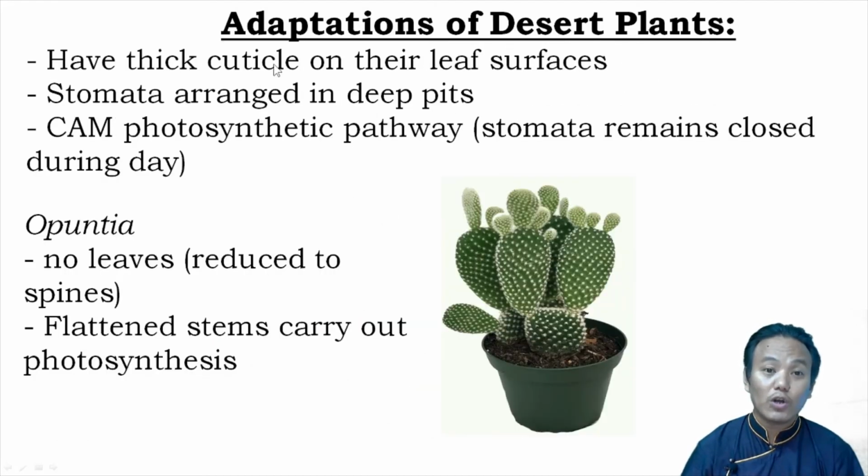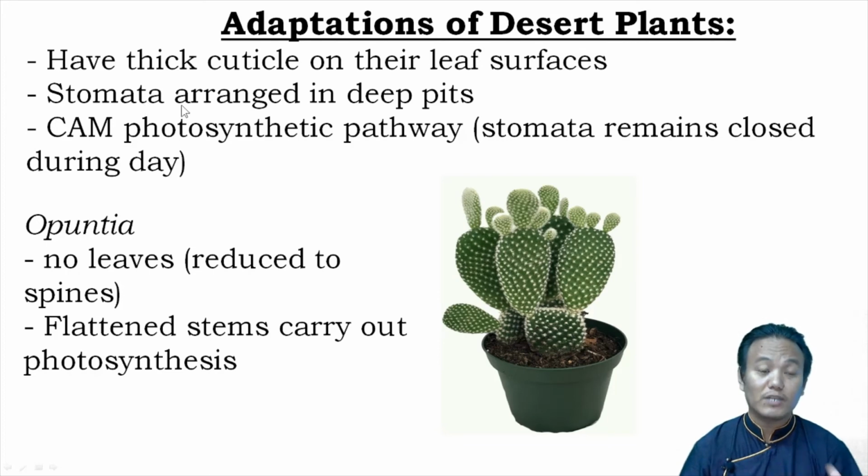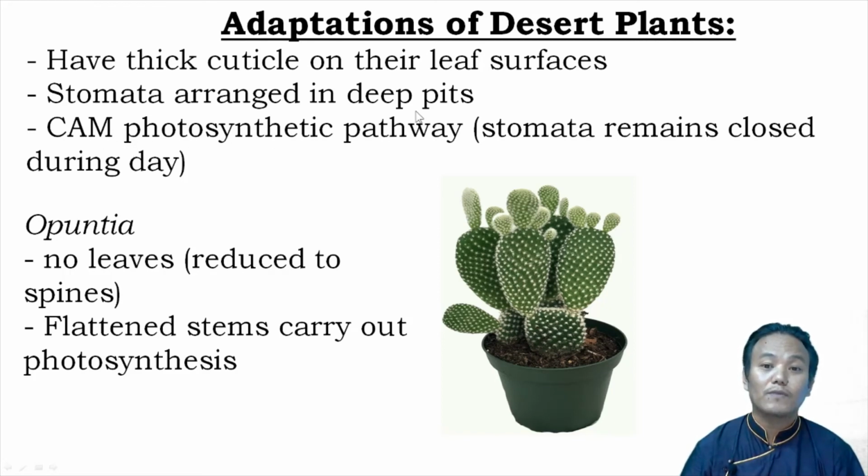Right? And when we talk about adaptations of desert plants, right? So desert plants have got a thick cuticle on their leaf surfaces, right? Their stomata are sunken, which means stomata are arranged in deep pits, and they perform the CAM photosynthetic pathway, crassulacean acid metabolism pathway, right, in which their stomata remain closed during the day. And all these features help the desert plants in conservation of water within themselves, right? So they prevent water loss through the transpiration process.